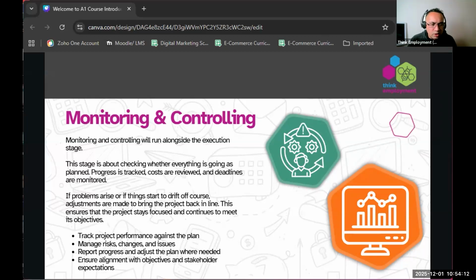Also, this is where you're basically looking at, am I meeting the stakeholders' expectations? Like, am I making the sales? Am I promoting what I want to do? You can go back to your values as well, and you can go back to your mission statement and check. So this monitoring and controlling is just to know that you're on the right path.